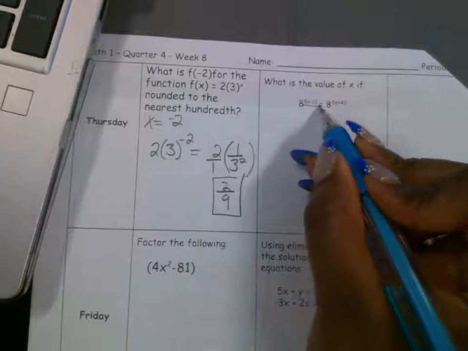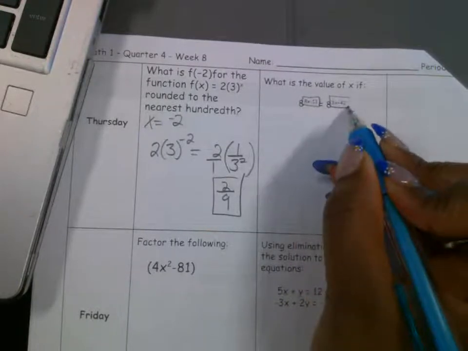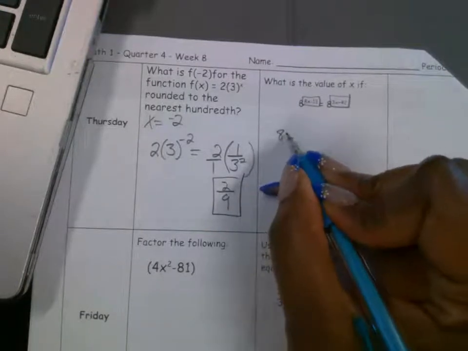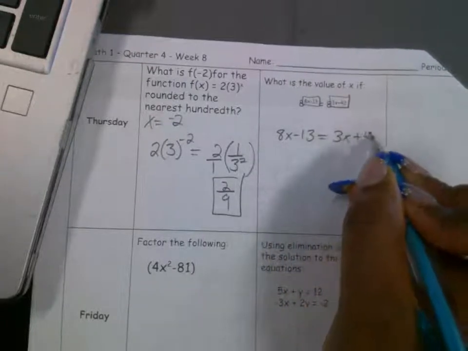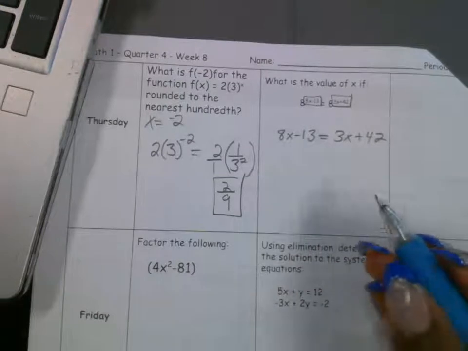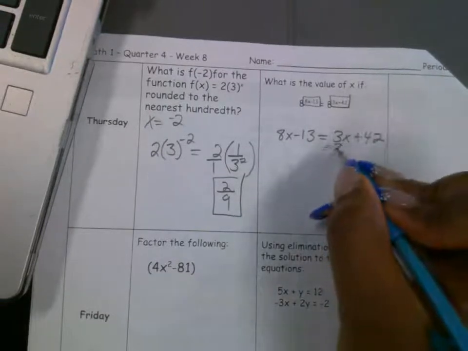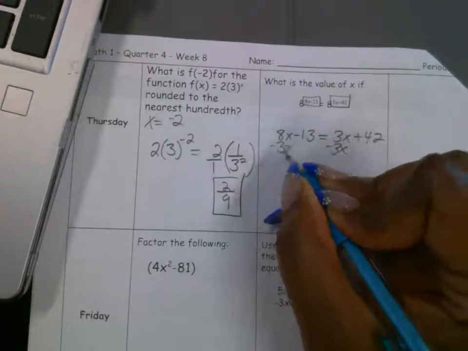All right, here, they're equal to each other. So that means these exponents have to be the same. So set them equal to each other. 8x minus 13 is equal to 3x plus 42. All right, so we solve for x. Move the x's to the same side.